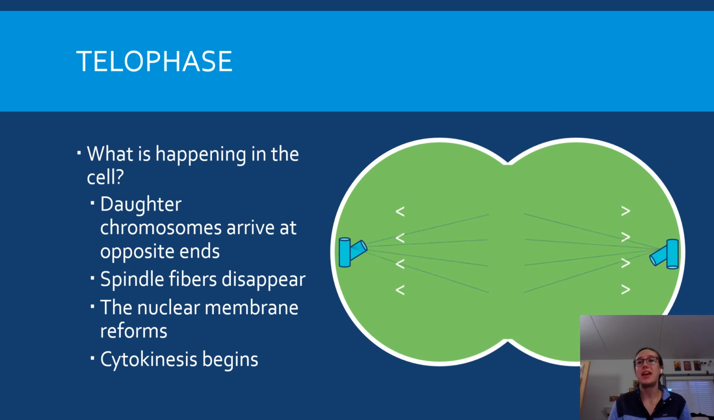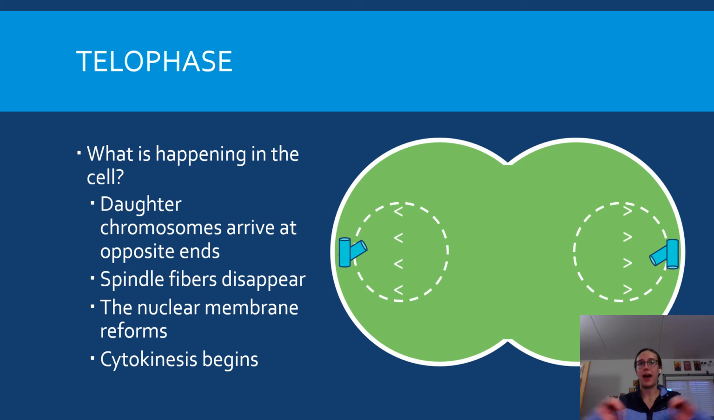All right, final stage, telophase. At this point, the daughter chromosomes have arrived at opposite ends of the cell. They've been pulled over there by those spindle fibers. The spindle fibers are going to disappear because we don't need those ropes anymore, because we already moved everything where we need it to go.